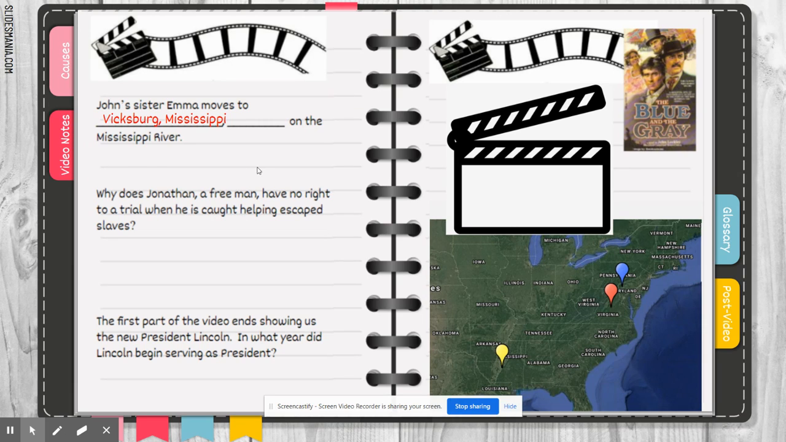Vicksburg, there will be a major battle at Vicksburg. So you can see that that's coming up too.